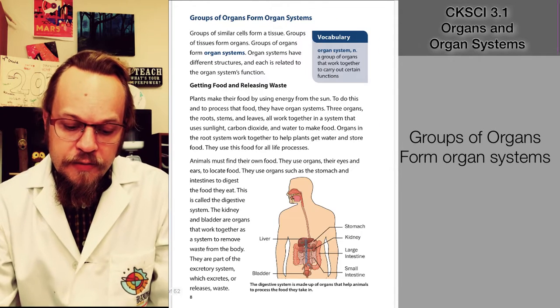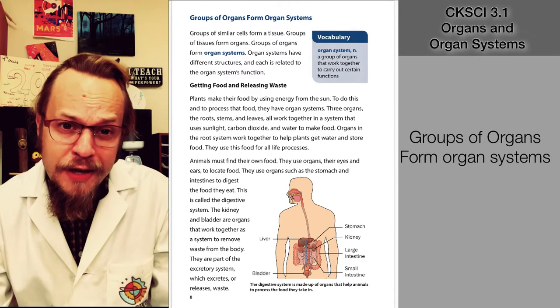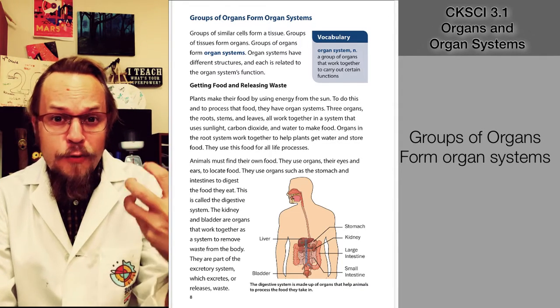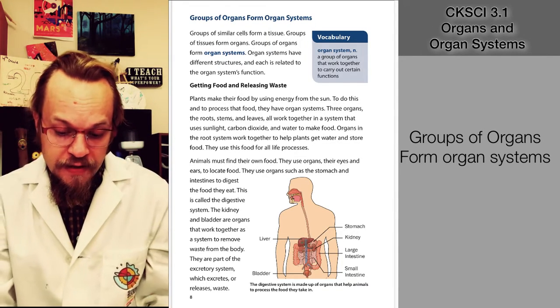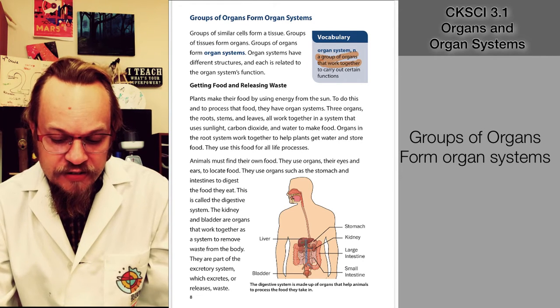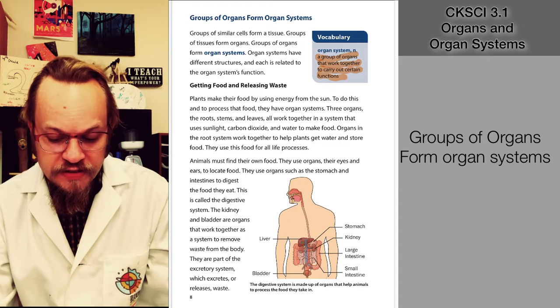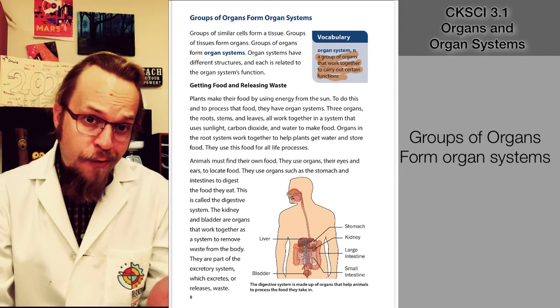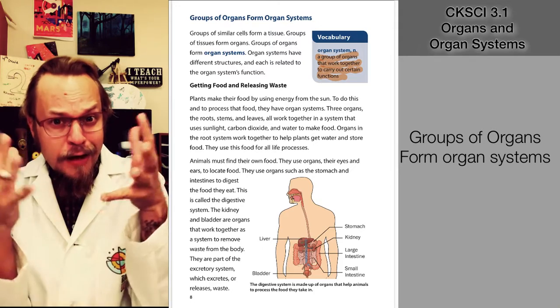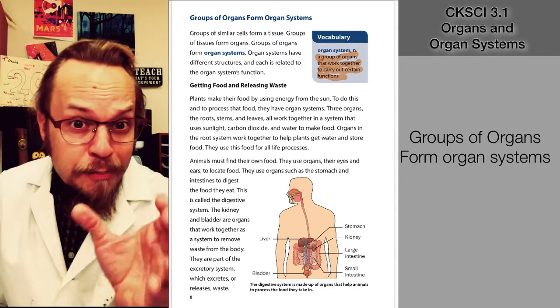All right, but sometimes we have more than one organ, and that organ with another organ forms an organ system. So an organ system is a group of organs that work together to carry out certain functions. So one organ might do this function, one organ might do that function. Put them together, and voila, you can breathe.